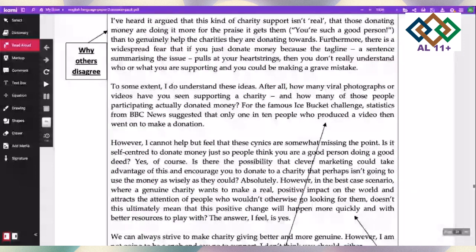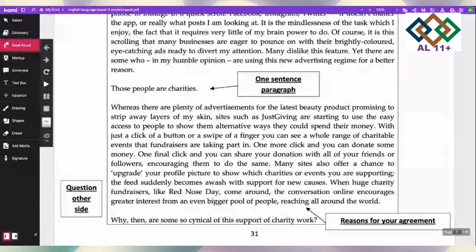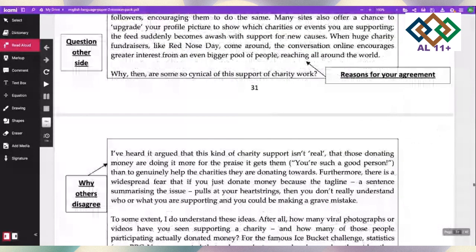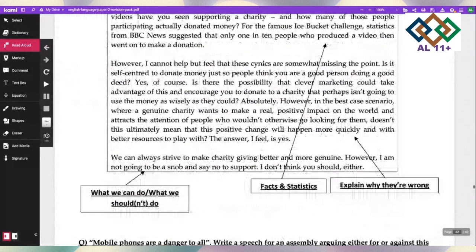And there's always, you have to remember, these are your tips: one paragraph, then question the other side, give the reason for your arguments, why you are arguing. You should always give your reasons why others disagree. If you agree with it or you disagree with it, why do the others disagree with that? What we can do, we should not do, your facts, and explain why they are wrong.